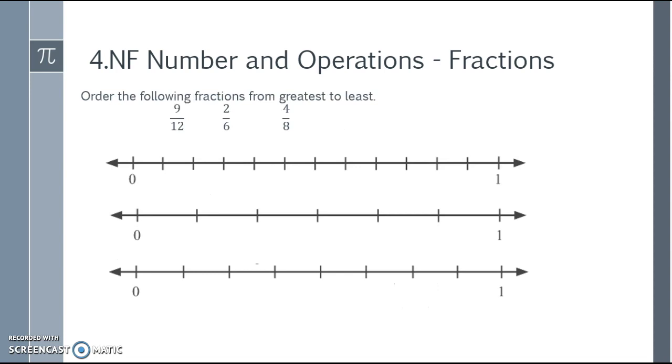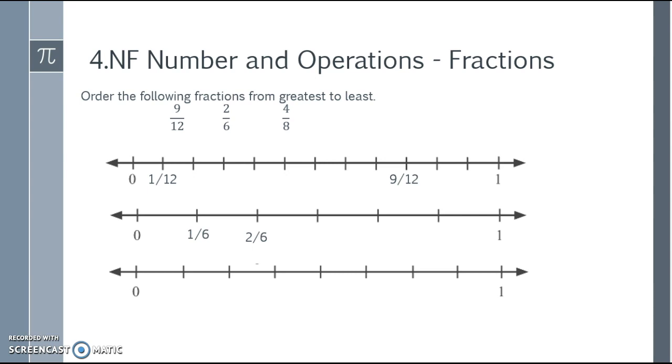Let's order the following fractions from greatest to least using number lines. I've got 3 different number lines. Each number line will represent one of our fractions. I see on the top that I'm split into 12ths. The middle is split into 6ths, and the bottom is split into 8ths. So when I look at 1/12, 2 copies of 1/12, 3 copies of 1/12, etc., I see where 9/12 is located by counting on my number line.